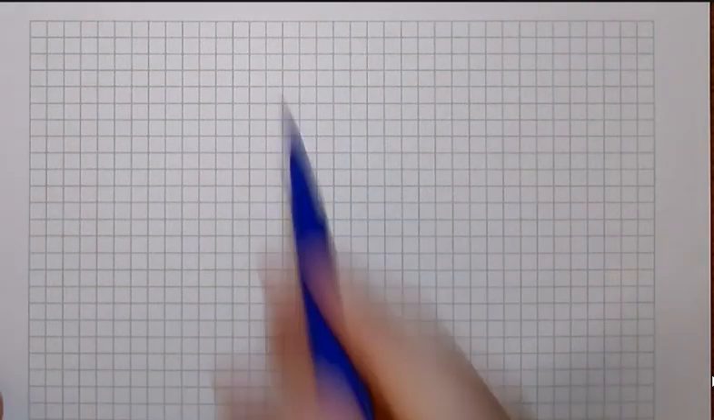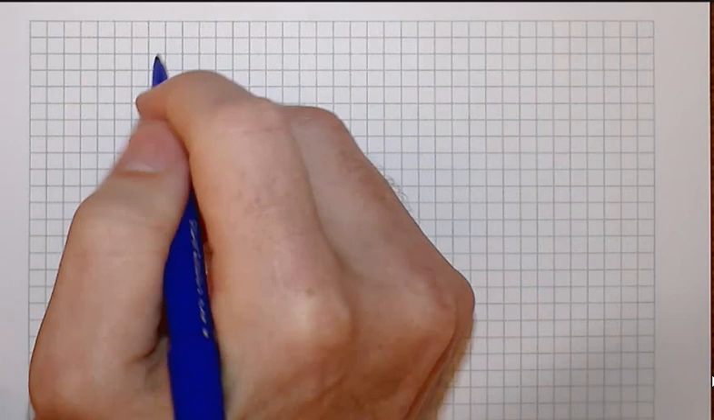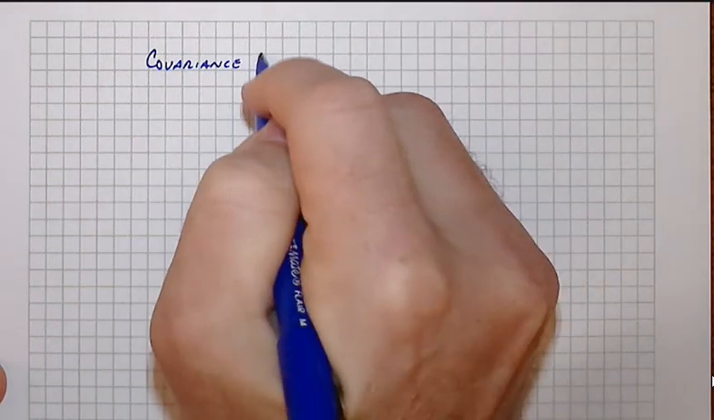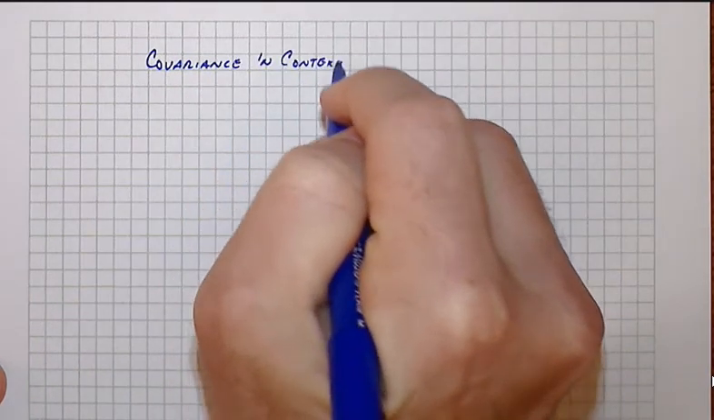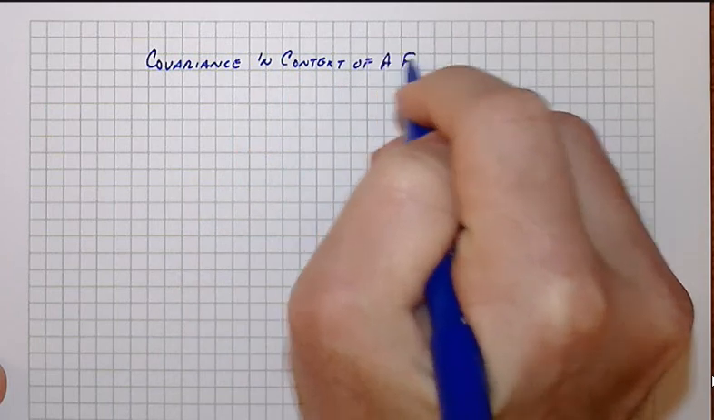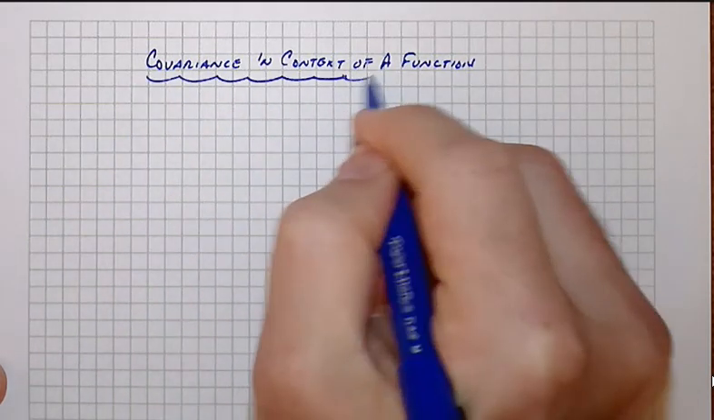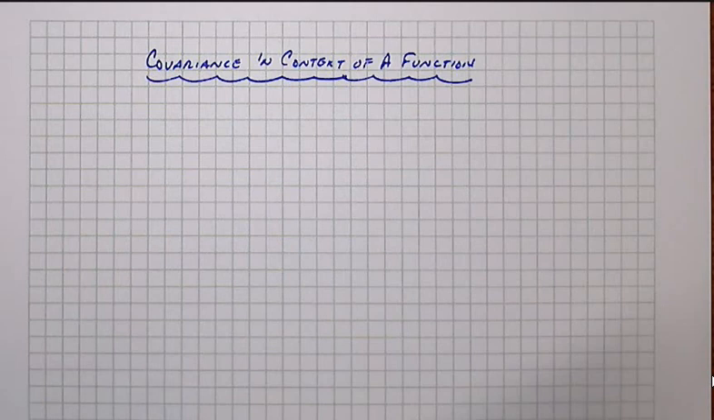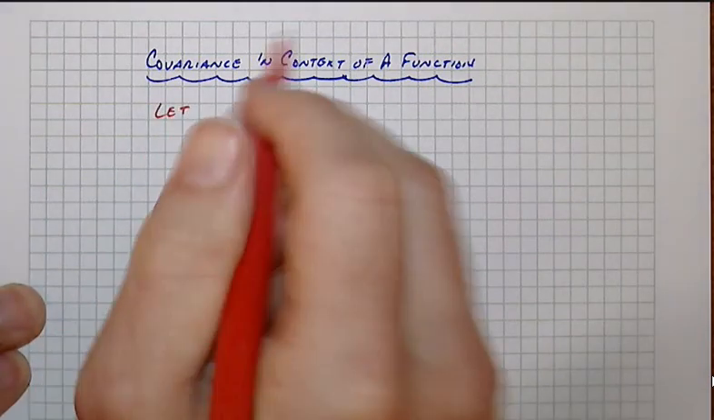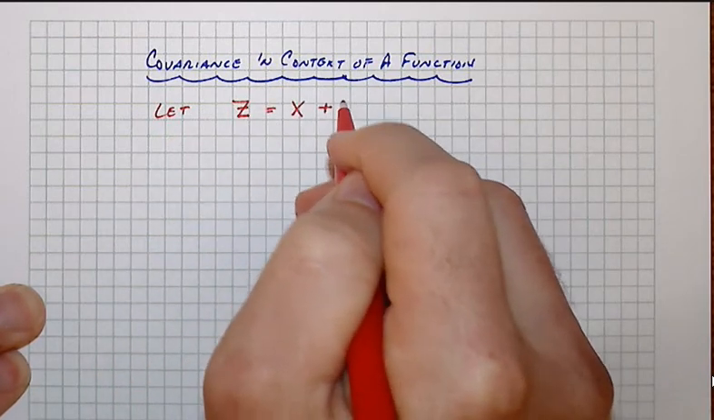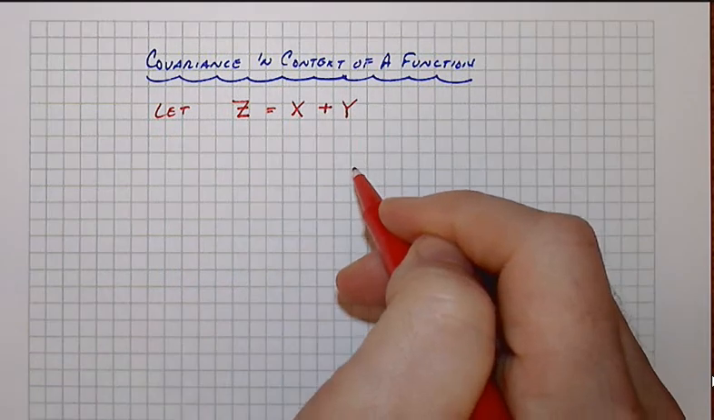So let's take a closer look at this notion of covariance, and let's do that in the context of a function. And this is going to be a context that's going to turn out to be quite useful for us when we get into the next series of chapters. So let's let Z be equal to X plus Y. So X and Y are two random variables.